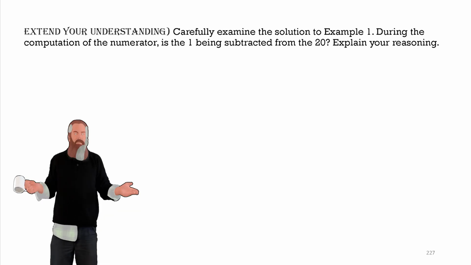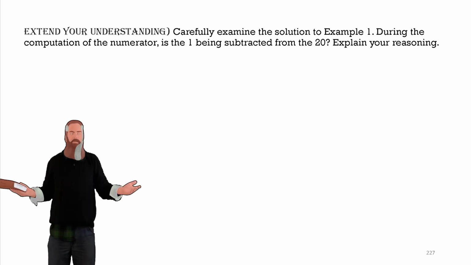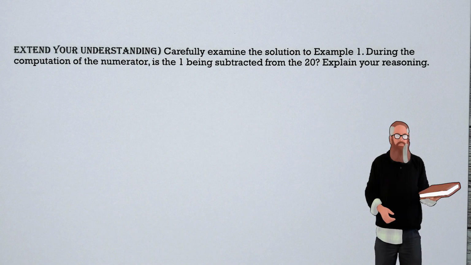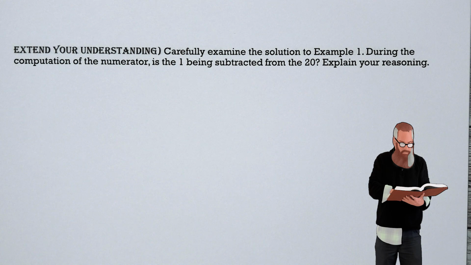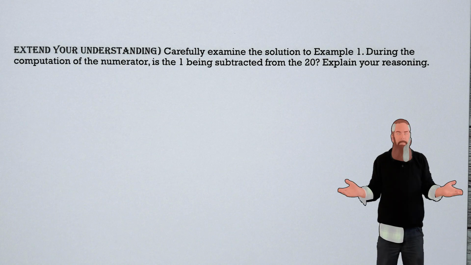During the computation of the numerator, is the 1 being subtracted from the 20? And can you explain the reasoning? No, the 1 is not being subtracted from the 20. Using the order of operations, the 1 plus 0.0125 to the 20th power will be computed first. The 1 is subtracted from that value, not from the 20.